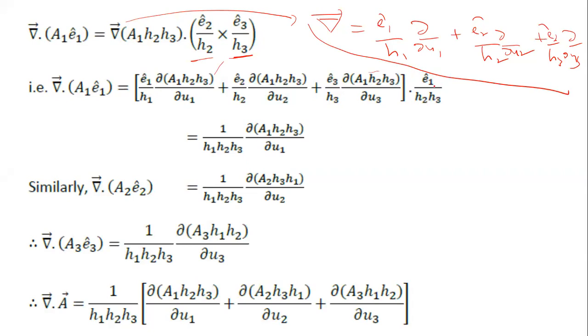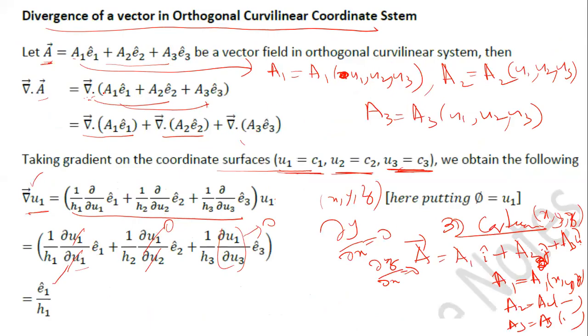So here you take the dot product. Now there is a dot product here. e1 dot e1 is 1, e2 dot e1 is 0, e3 dot e1 is 0. So this term and this term, if you take the product with this, it's 0. Only the first term will result in 1. e1 dot e1 is 1. So you are going to have 1 upon h1 h2 h3 multiplied with del of A1 h2 h3 upon del u1. Okay. So this is your divergence of A1 e1, the first term here.